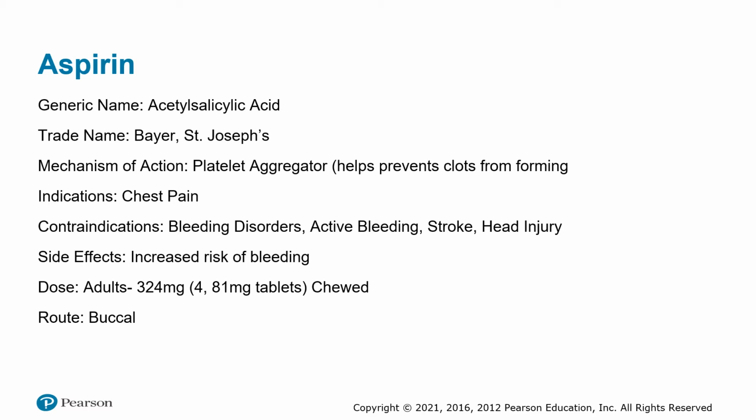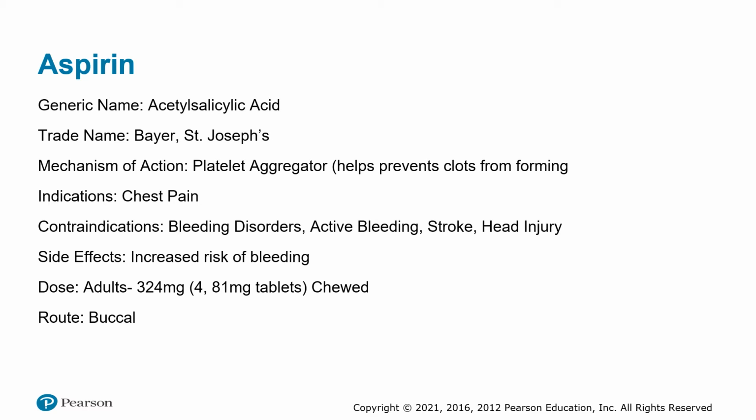We give it for chest pain. Contraindications include bleeding disorders such as GI bleeds or recent GI bleeds, or esophageal varices, or anything like that. Maybe they have active bleeding. If they are having a stroke, we don't want to give them aspirin necessarily, and we do not want to give aspirin for a head injury either. Side effects include increased risk of bleeding, and then our dose is 324 milligrams.